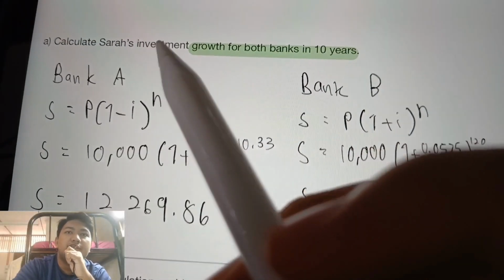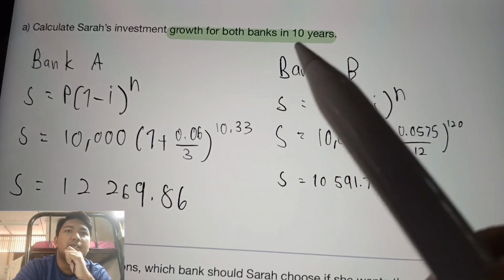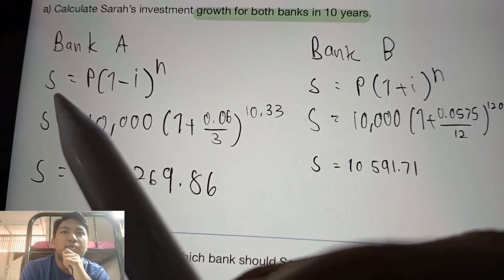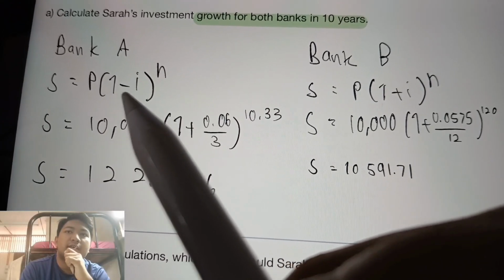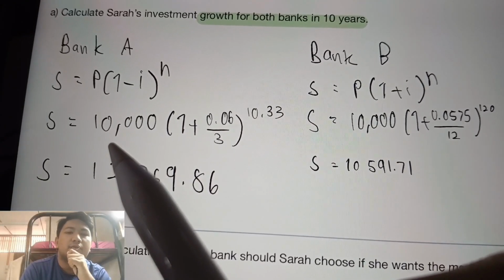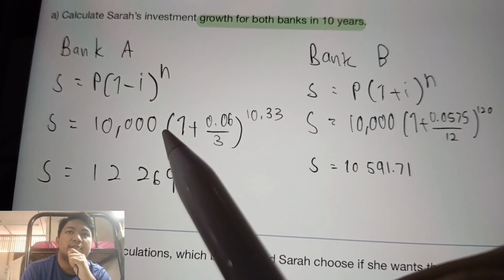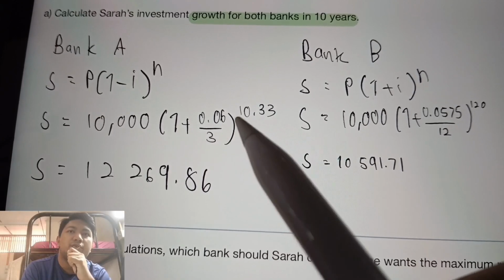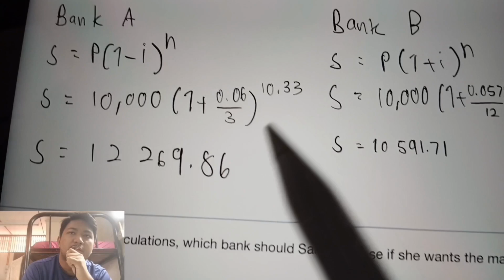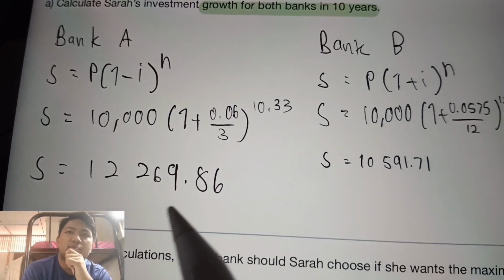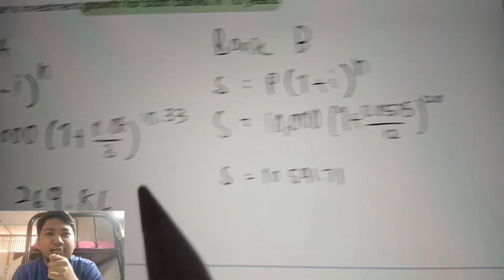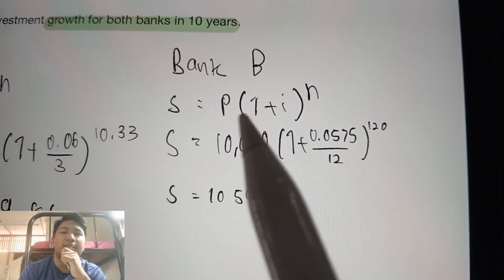A. Calculate Sarah's investment growth for both banks in 10 years. Start with Bank A. S equals P(1 plus i) to the power of n. So we just enter the amount. S equals 10,000(1 plus 0.06 over 3) to the power of 10 times 3. So the answer should be 12,269.86. For Bank B, use the same formula.